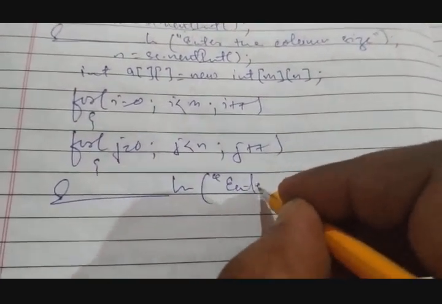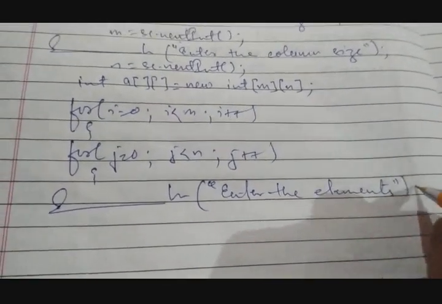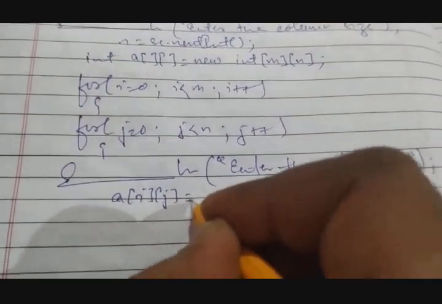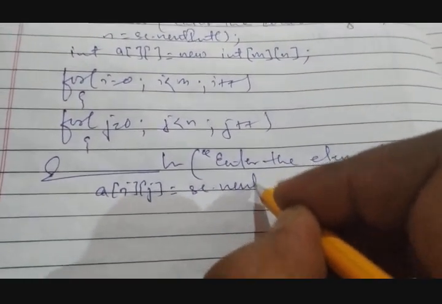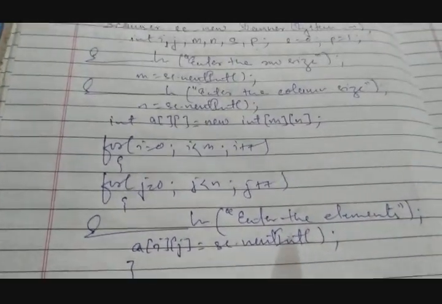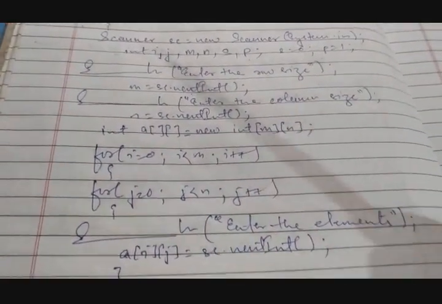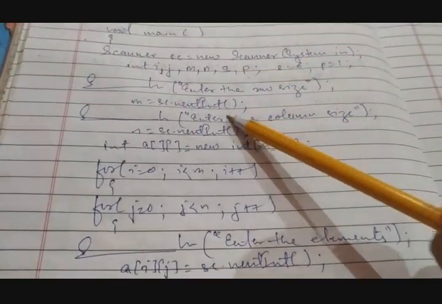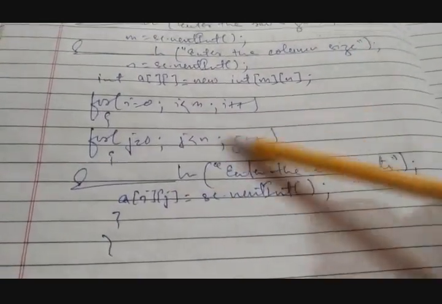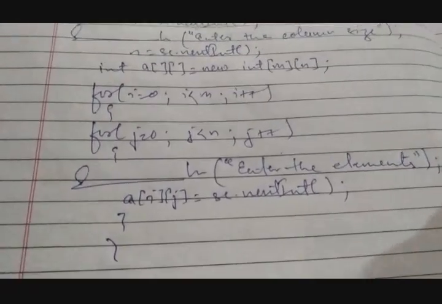Enter the elements. a[i][j] equals sc.nextInt method. So till now we have followed three things. First we have got the size, declared the array, and element entry is over. Now we need to implement the logic, so we move on with the logic.